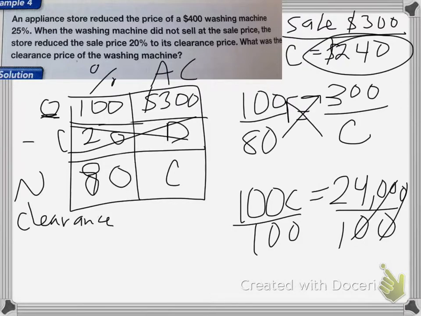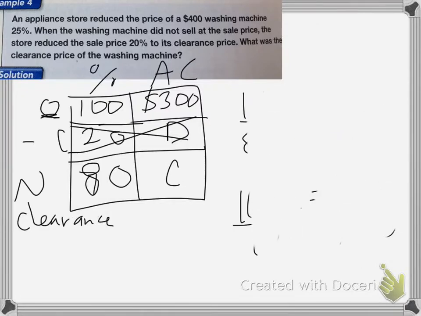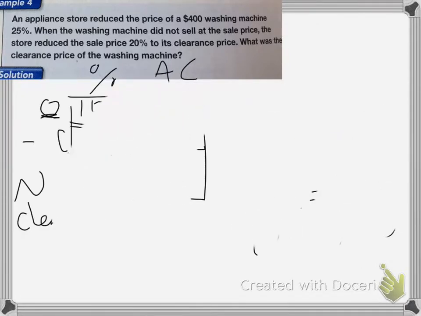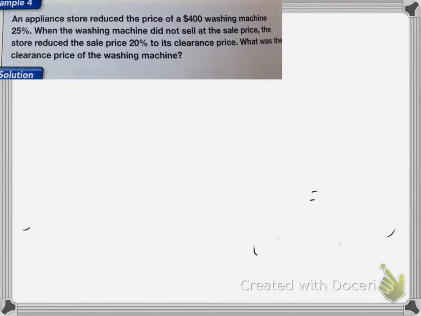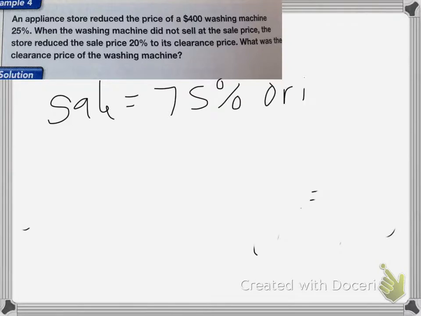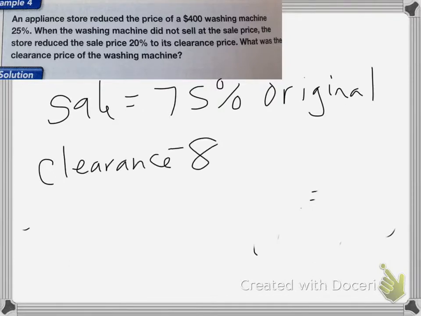Okay, and that's the long way. The second way is by taking the sale price and figuring out that the sale price is equal to 75% of my original price. Furthermore, since the sale price is discounted 20%, the clearance price is going to be 80% of the sale price.